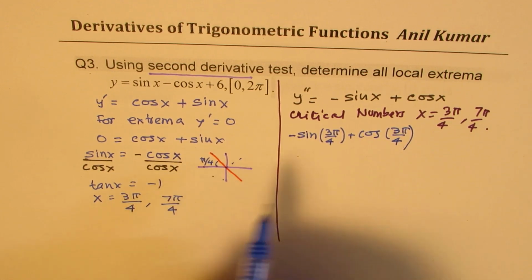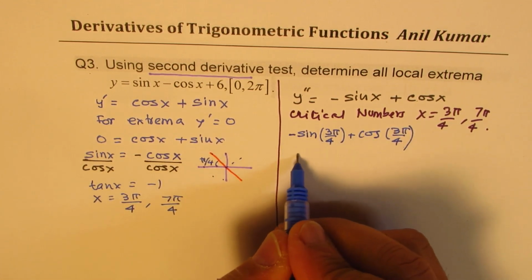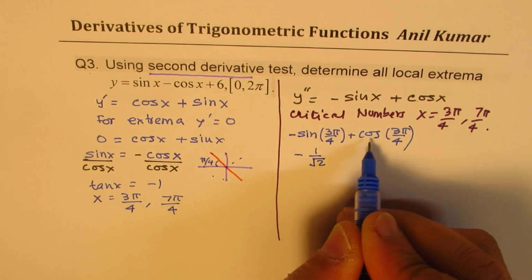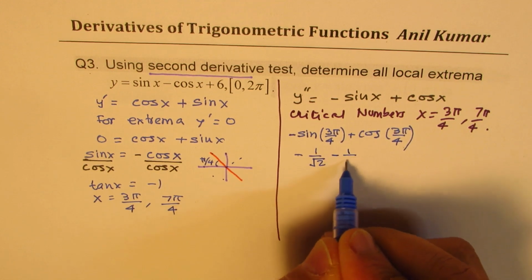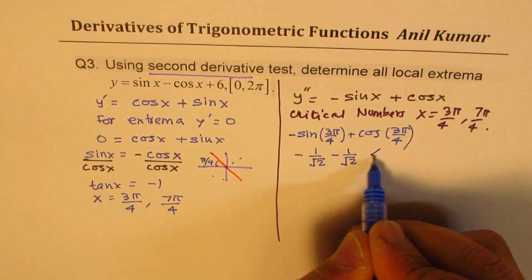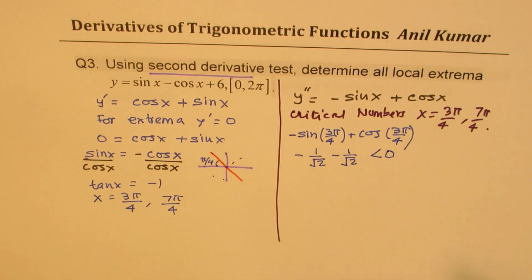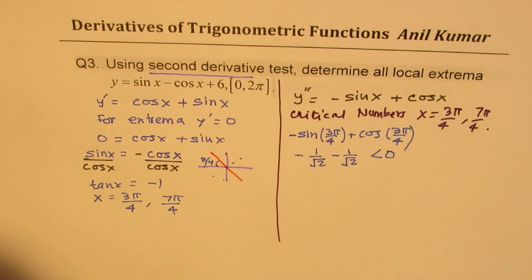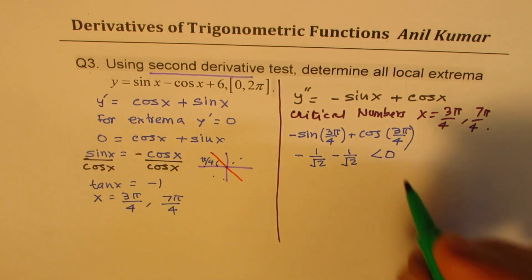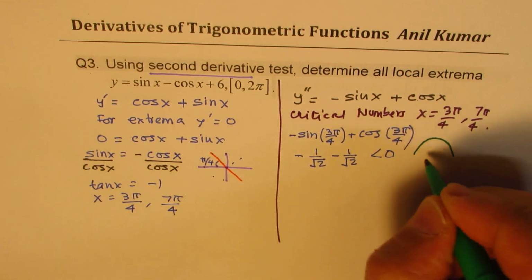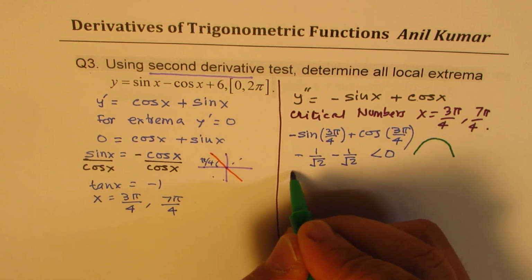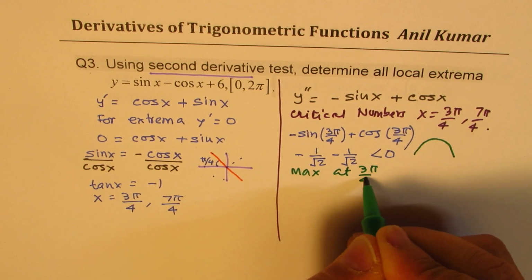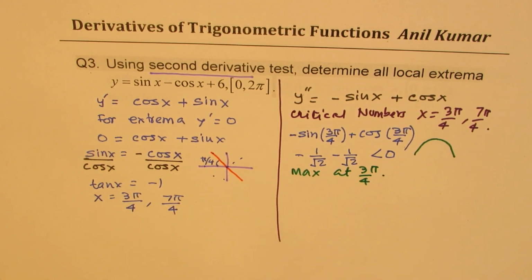Now, in the second quadrant, sine is positive, so you get 1 over square root 2, okay? And for cos, it is negative, so you again get more negative, correct? So we know this is less than 0. That means the second derivative at this point, being less than 0, is concave down, right? So this is concave down. So that means we have a maximum at 3 pi by 4, correct? You get the idea? That is how you're going to do it.